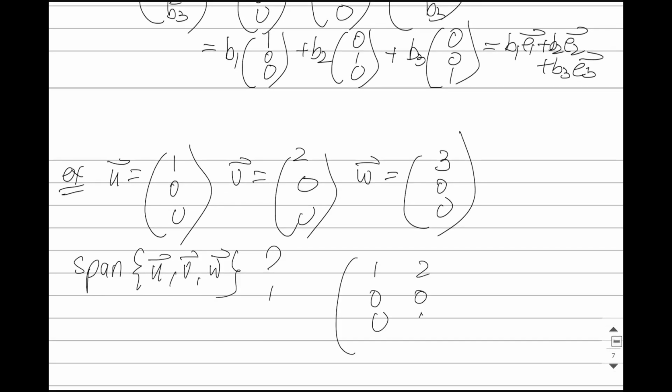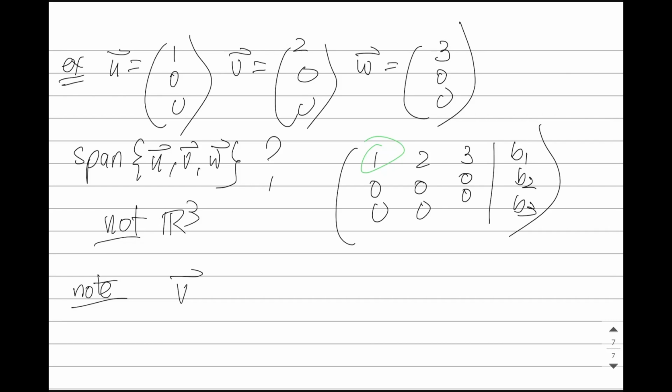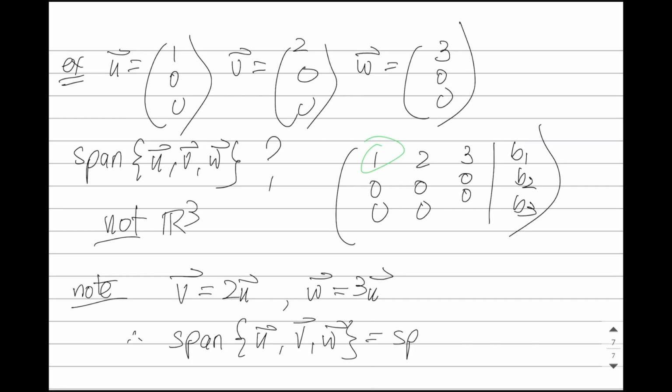If I were to put them into a matrix for any right-hand side, you can see that there's only one pivot. V is just twice of u, and W is just 3 times u. So that really means the span of these vectors is really just some multiple of u, which is just going to be a line in R3. The number of vectors is important, but the type of vectors is also important.